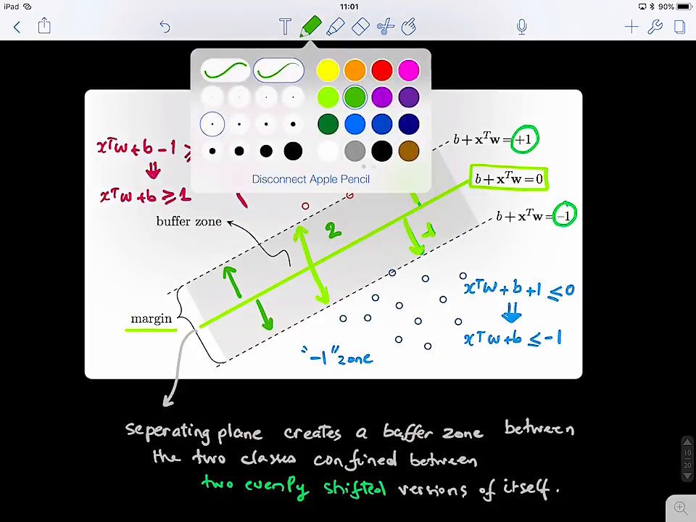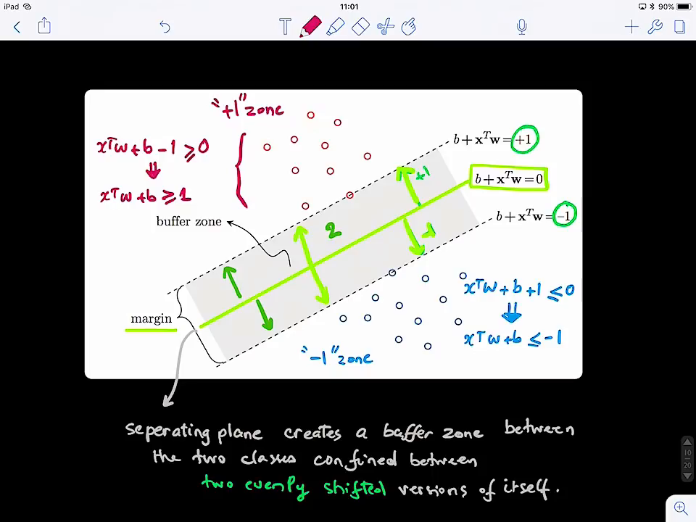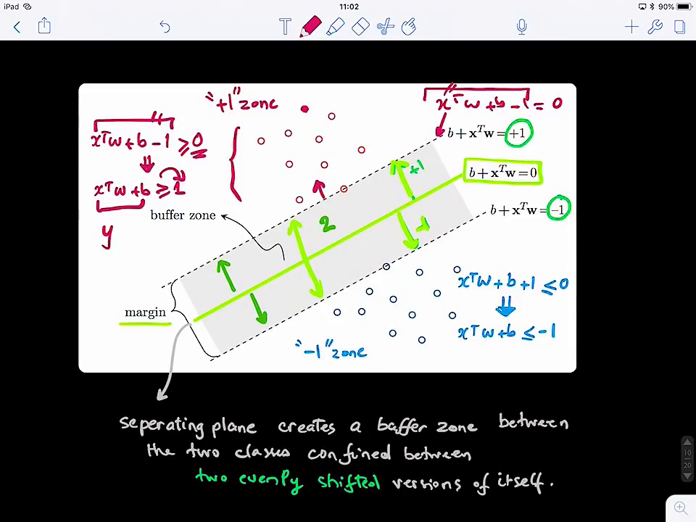Okay, so what is the new constraint? I want each positive sample, belonging to the +1 zone, to satisfy this condition. So what is this condition? I want it to be above this new boundary. This new boundary is x^T w + b - 1 = 0. So this is the equation for this hyperplane, okay? I want all my points to be above this hyperplane. So I want it to be positive. And we can write it down this way: we move the one to the other side, and I want their y's to be positive.